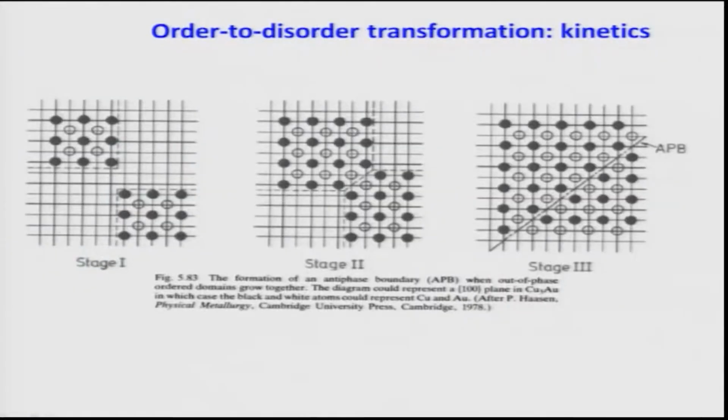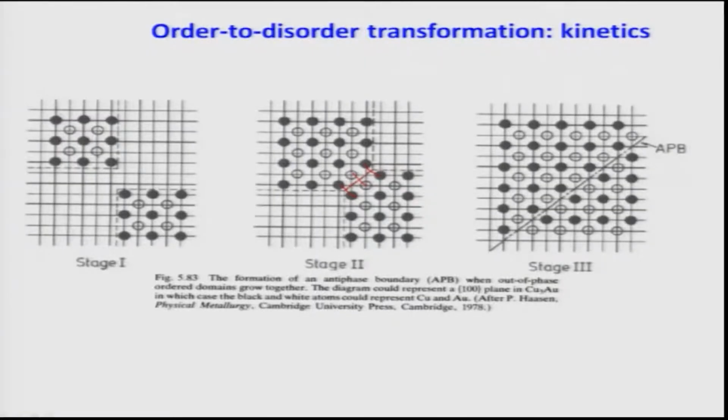Before I go into those structures, let me tell you how things happen in a better way. This is directly taken from the book by Porter and Easterling. You see here these are the two ordered domains which are formed inside one grain. One is of this type, in which the gold atoms are sitting at these positions and copper atoms at these positions. The other one is opposite. When they grow together, you see a boundary forms. That boundary tells you that the bonds are of similar types, and this can finally become bigger and lead to APBs, or antiphase domain boundaries, which is shown there.